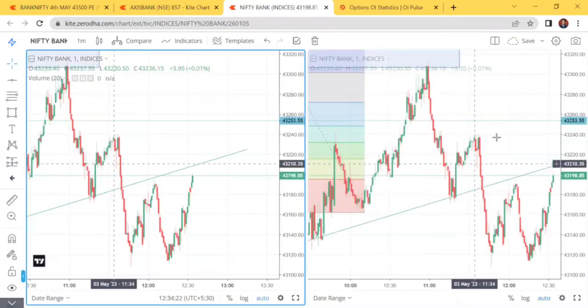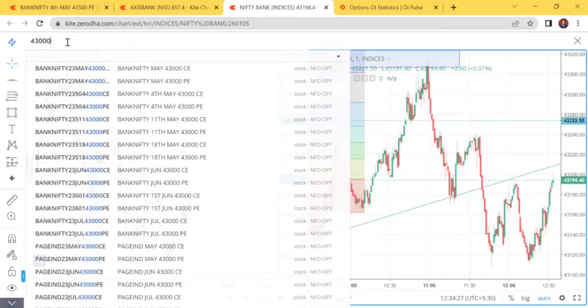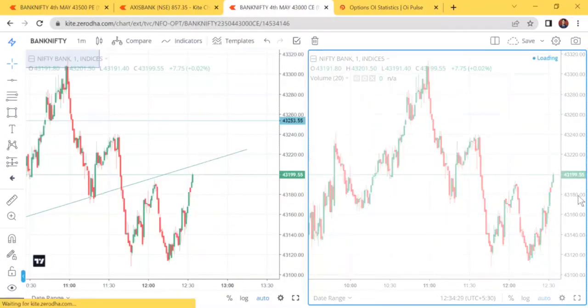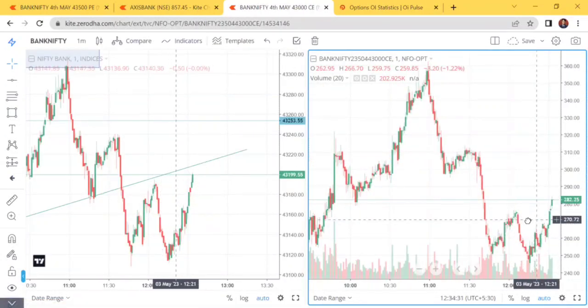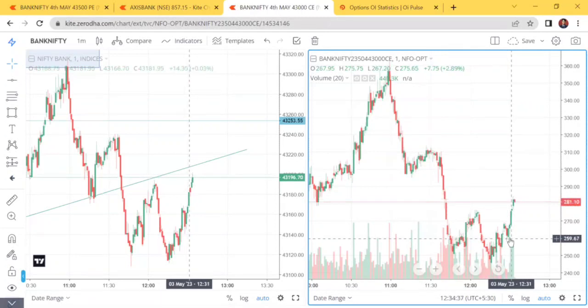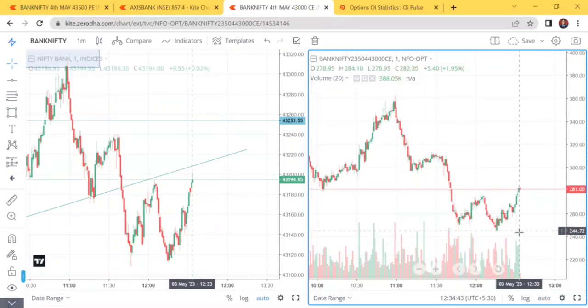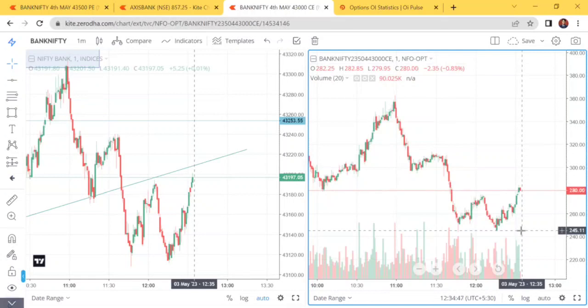Wait, we'll see the 43,000 C. So see, where will you enter? You will have to take an entry here around 266. आप एकदम नीचे एंटर नहीं कर पाओगे, या तो आप 266 या 259 पे एंटर करोगे. आपका रिस्क कितना है? Risk is somewhere below this, right? So it's a 20-point risk that I have. Against that, I'm seeing a 40 point reward. Not a good trade to enter.